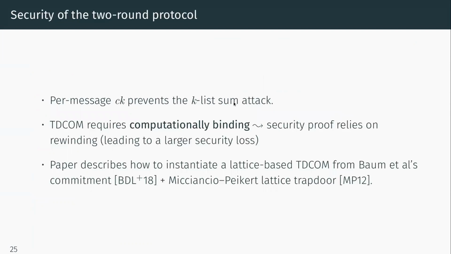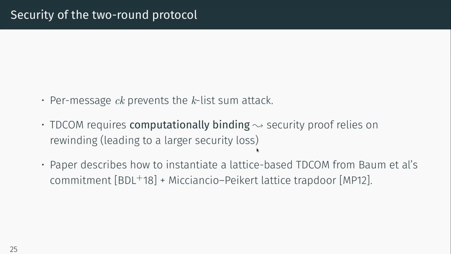So, some remarks about the security of this protocol. I already mentioned the per-message commitment key prevents the careless sum attack. One caveat is that the trapdoor commitment actually requires the computationally binding property. So the security proof inevitably relies on rewinding. We have to use the forking lemma. So unlike the lossy identification technique, we have to rewind the adversary, which leads to a larger security loss.